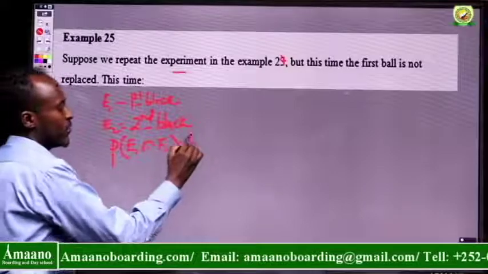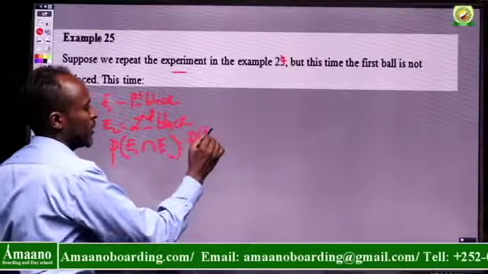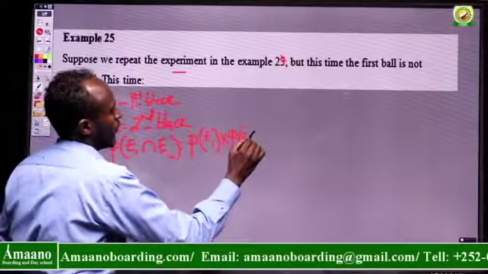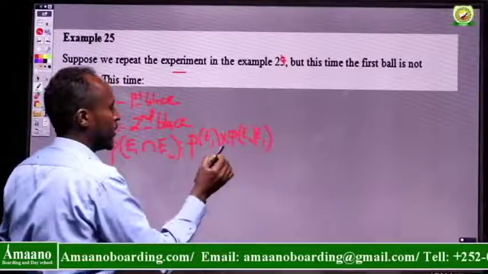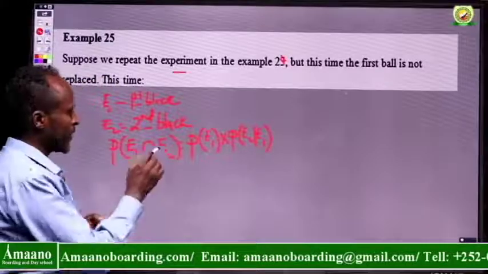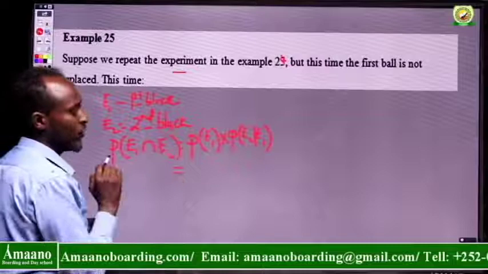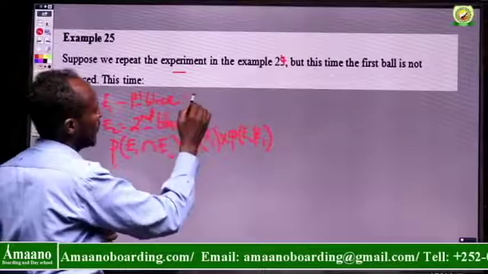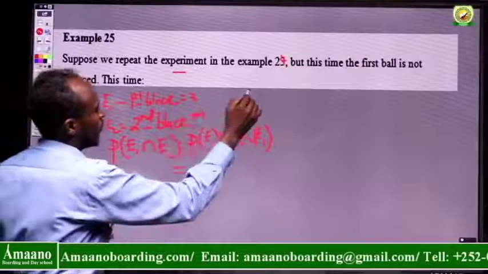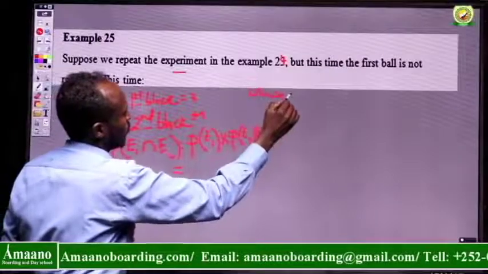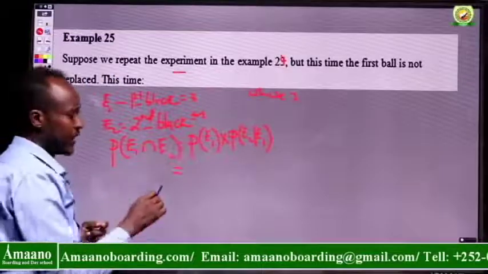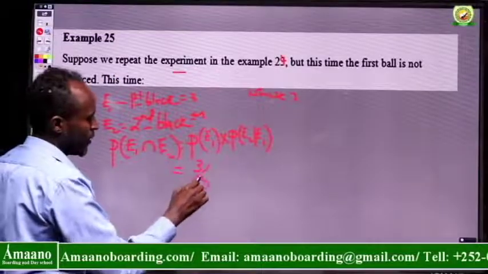This is the same as the probability of getting E1 times the probability of getting E2, given that E1 has already occurred. These are dependent events because the first ball is not replaced back. What is the probability of getting the first one? We have 3 black balls and 2 white balls. Therefore, the probability of getting the first one as black is 3 divided by 5.